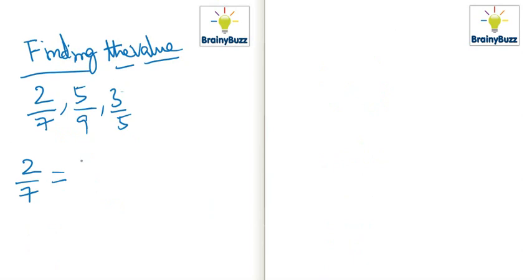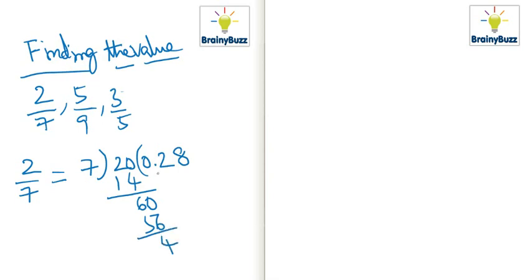2 by 7 means 7 into 2. 0, point, 0. 2 7s are 14. 6, 0. 8 7s are 56. 4 and point is 0. Then 5. 5 7s are 35. 5, it is going on.